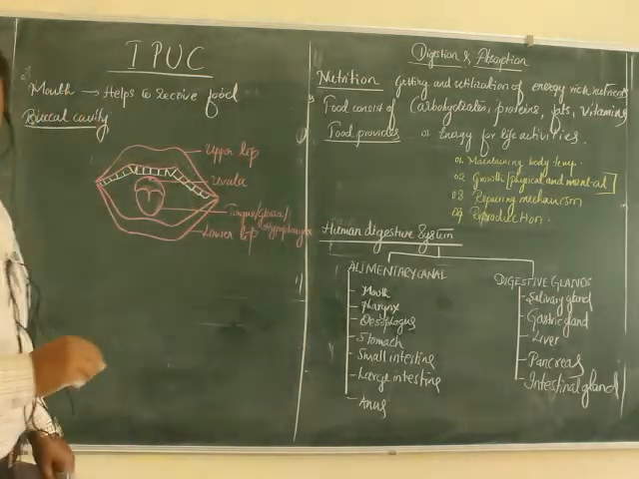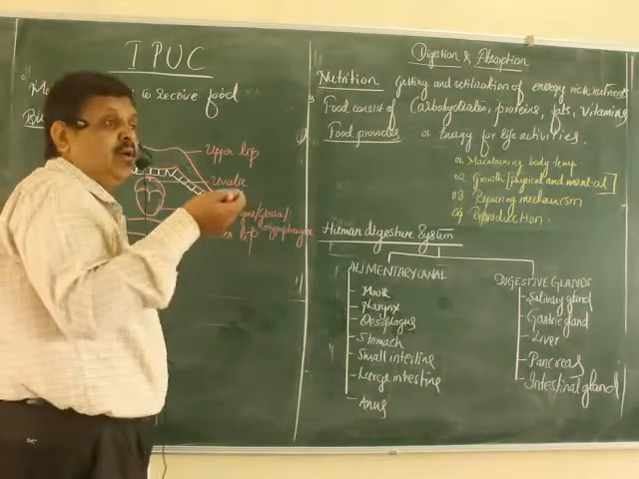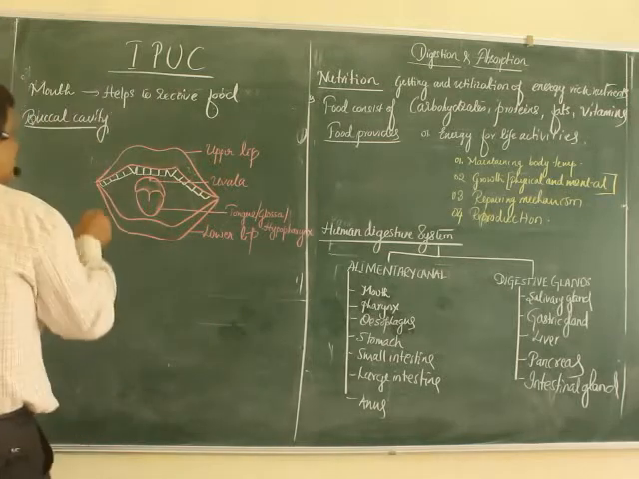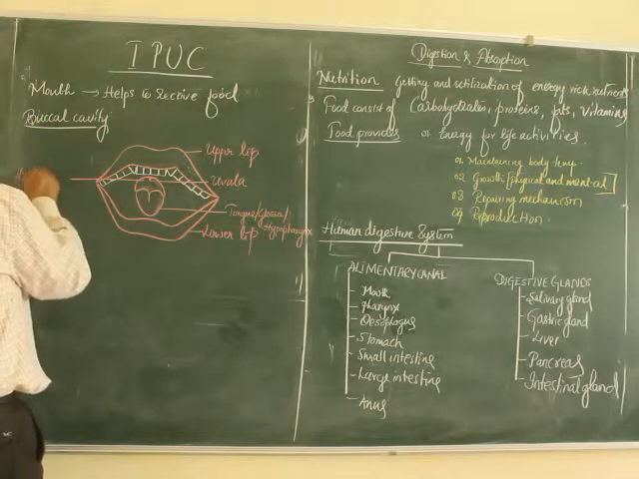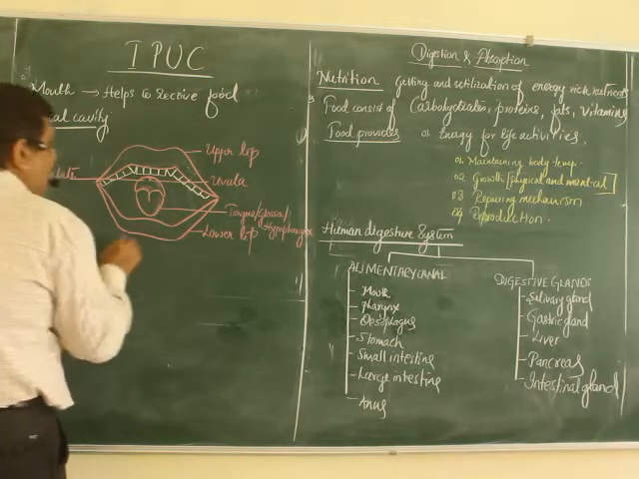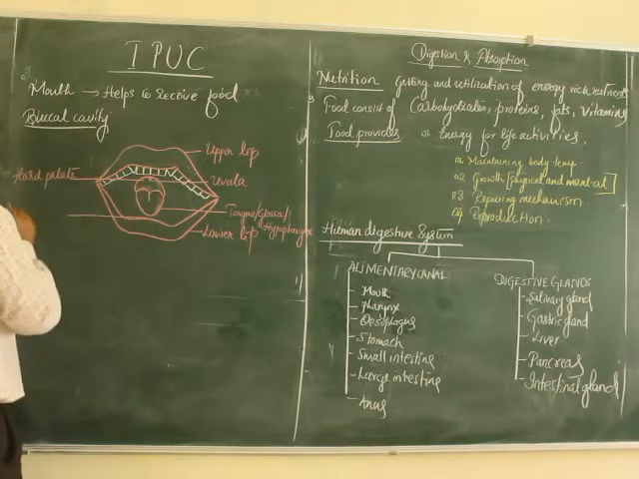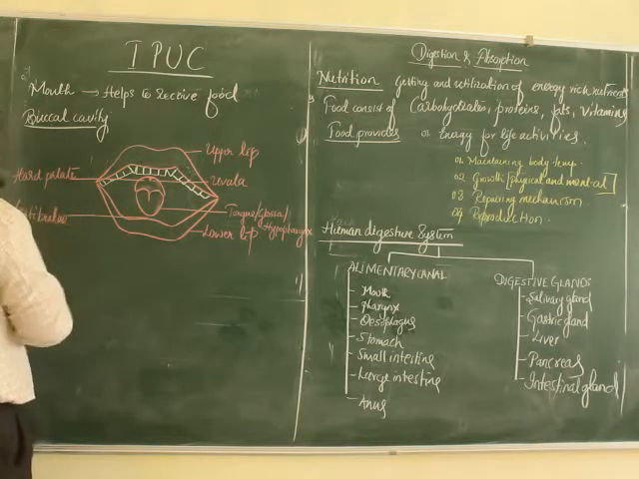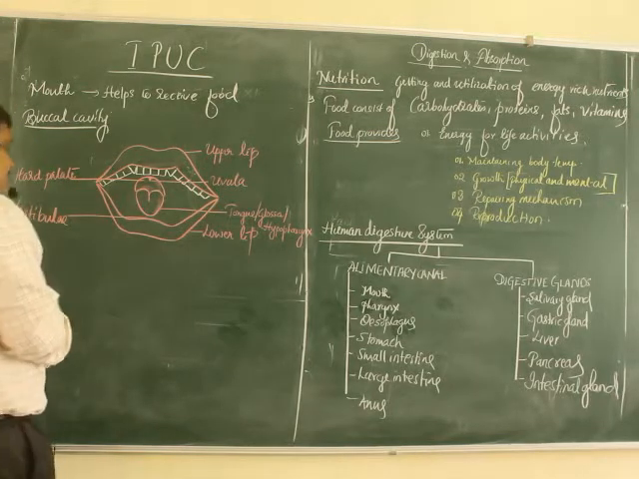Tongue is also called glossa, it is also called hypopharynx. And if you touch the roof of your buccal cavity, it is with the hard palate. And the space between your lips and teeth is called vestibule.